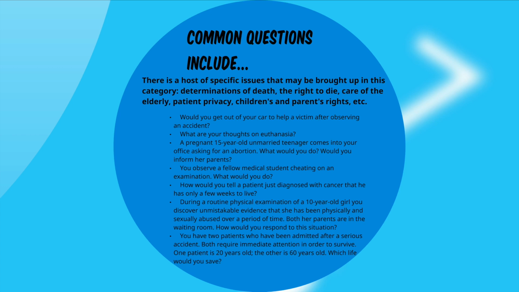You have two patients who have been admitted after a serious accident. Both require immediate attention in order to survive. One patient is 20 years old, the other patient is 60 years old. Which life would you save? Remember here the various rationing schemes that we discussed, or schemas, frameworks, and the fair innings argument, etc. Those would all come into play there.